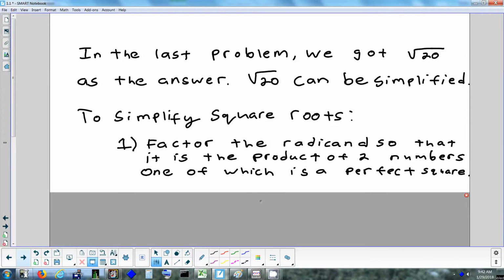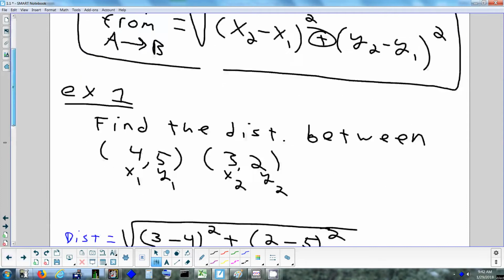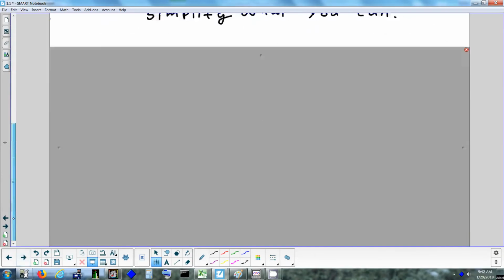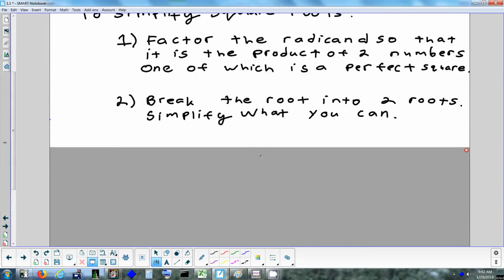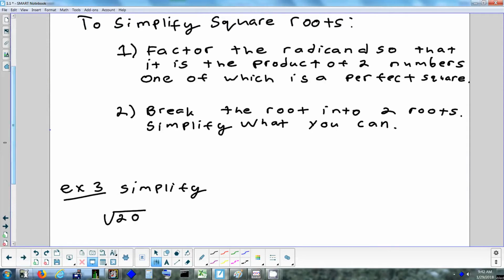Okay, so first, factor the radicand. And the next step is you break it into 2 roots, just like I did right here. And out of those 2 roots, one of them will simplify nicely. Okay, we already did square root of 20, so I'm not going to do that one again. Okay. Any questions on the 2 steps to simplify square root? If you're going to do it that way. All right.